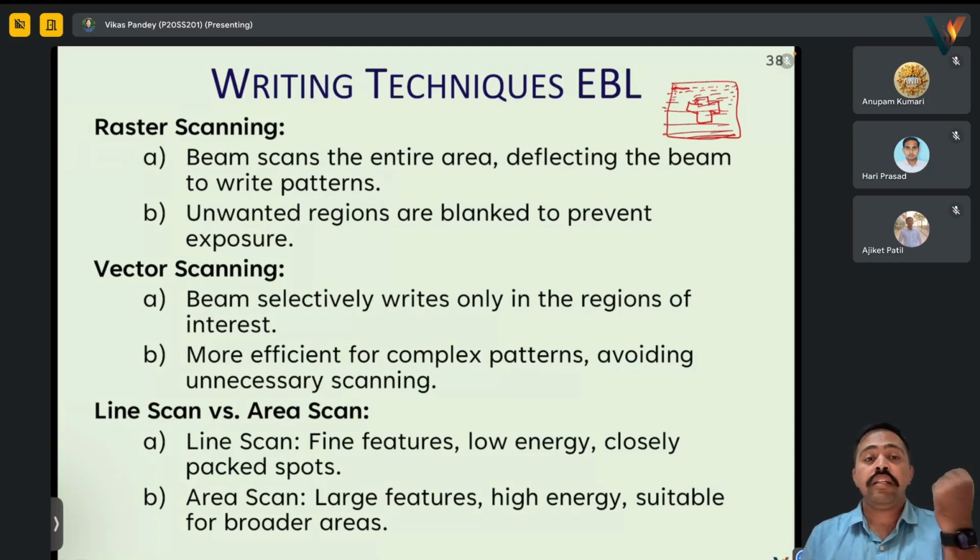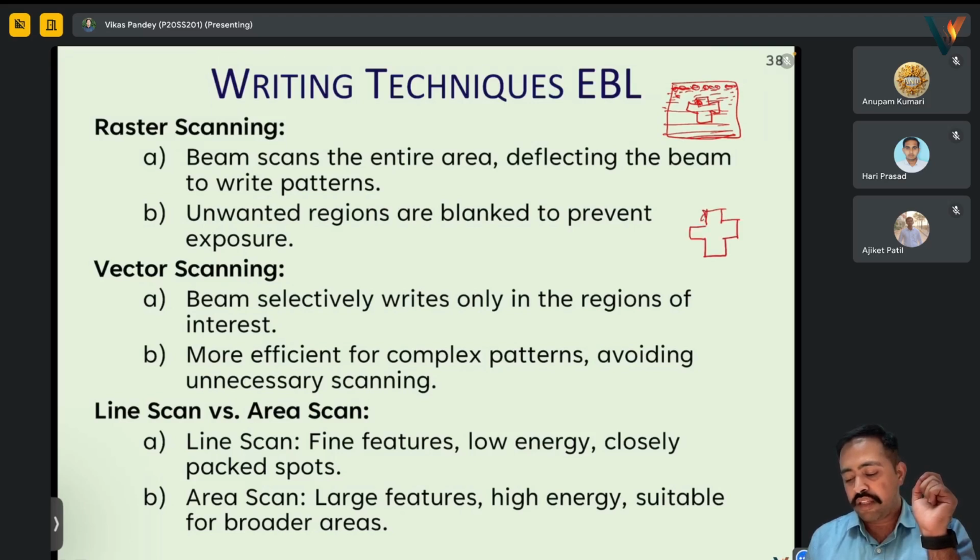Second is vector scanning, where the beam is switched on and off at specific points. So it will be switched on for these points. For the points where the pattern doesn't have to be written, it will be switched off. Then again from here it will be switched on. In such cases, the pattern is more efficiently produced even for complex situations.